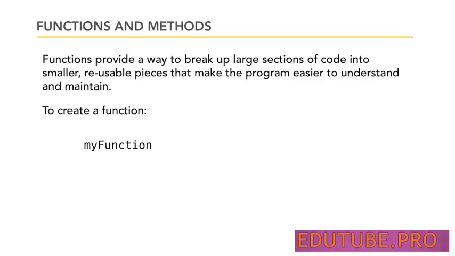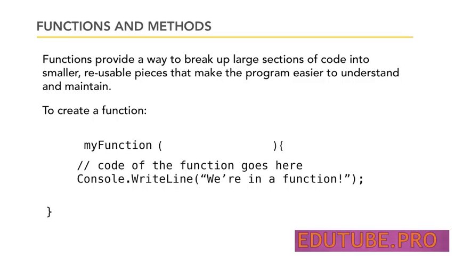Then I have to give it what's called a parameter list. There are two parentheses, and inside those parentheses are the arguments that the function takes. This is the data that the function is going to operate on. And inside the function, I have the code of the function. This is the stuff that the function does. In this case, the function is simply calling Console.WriteLine.